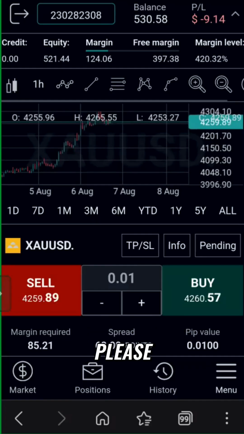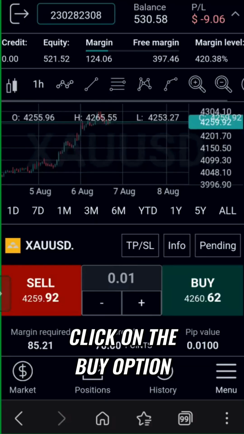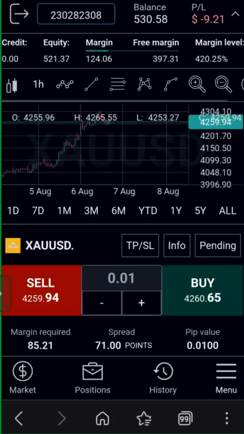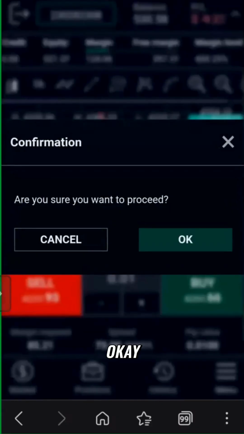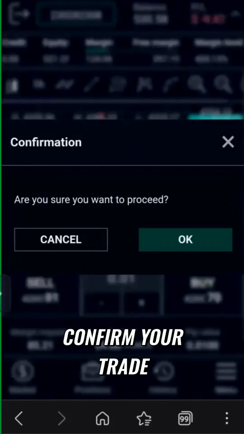Yes, please. You may want to click on the buy option. Okay, click on the buy. And then confirm your trade. Okay, confirm your trade. Yes, click on that.